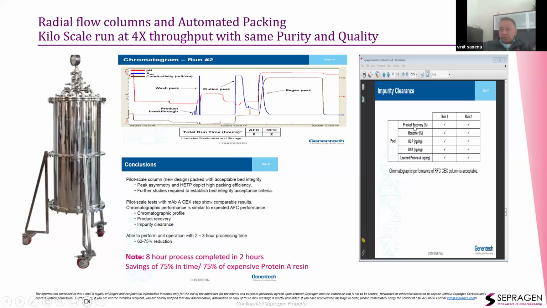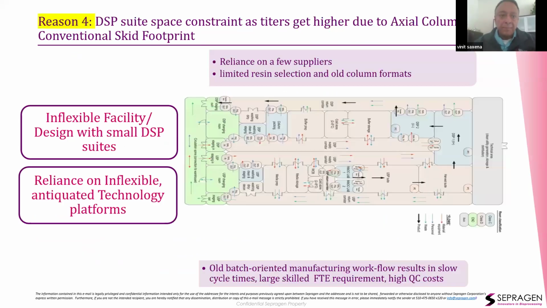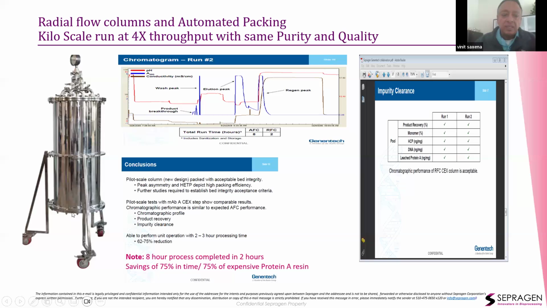Okay, so product recovery, monomer, HCP, DNA, leached protein A, were all within the same acceptable tolerance level that they got with axial columns. So isn't it a low-hanging fruit just to go change the column, don't change the resin, any other condition, you go 4 times faster? It's a no-brainer. Okay, you saw that column. That's a 100-liter column. That's the equivalent of a 1.4-meter column.